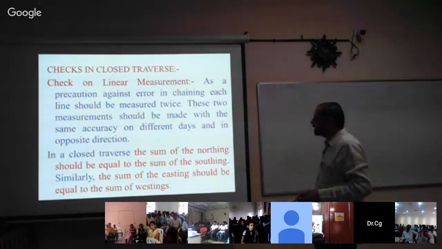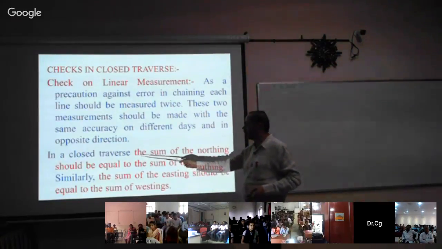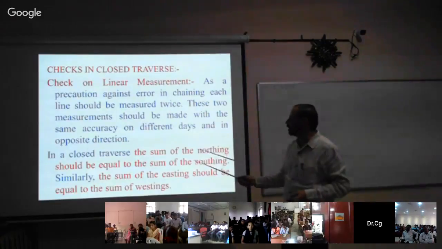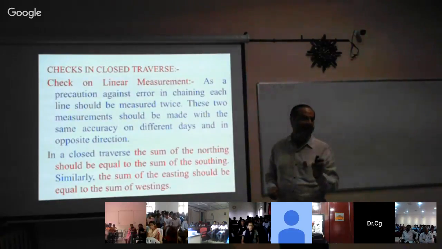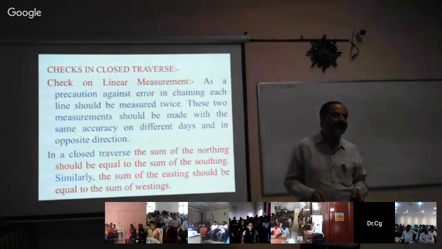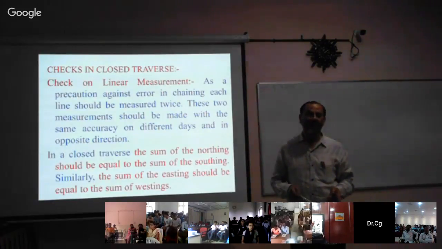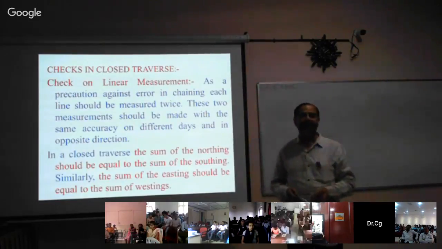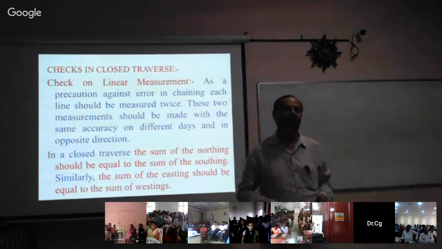And similarly, checks in linear measurement. Checks in linear measurement, please remember this. In a closed traverse, the sum of the northing should be equal to the sum of the southing, isn't it? And the sum of the easting should be equal to the sum of the westing. That must be equal to 0. That is, sigma L is equal to 0 and sigma D is equal to 0. The sum of all the latitudes must be equal to 0 and the sum of all the departures must be equal to 0, isn't it?